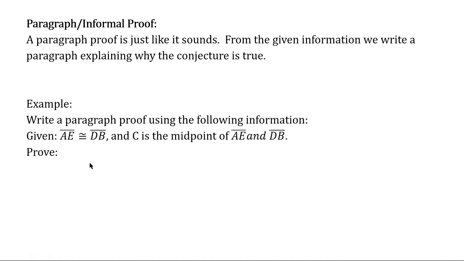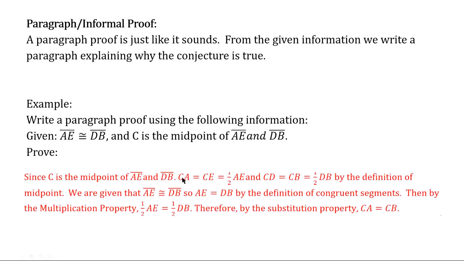So we look at what we have. We know that AE and DB are congruent. They tell us that. We're also told that C is the midpoint of segment AE and segment DB. So if you think it through, we're talking about intersecting lines that are probably intersecting at point C if it's the midpoint of both. So from there we know what we're looking at, so we can get through the proof, and then you're just going to write out a paragraph.